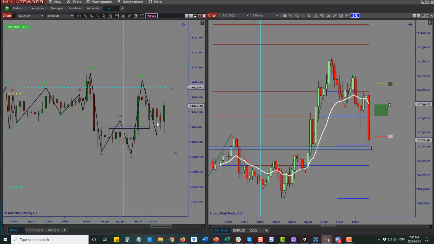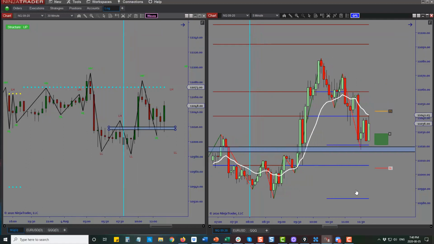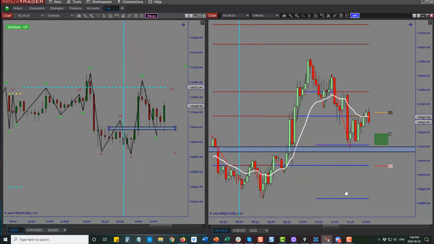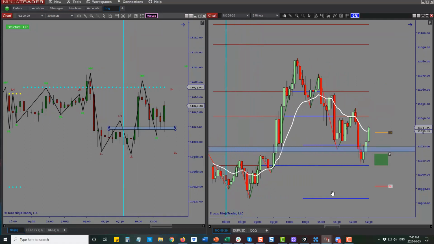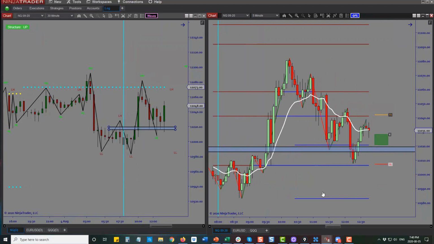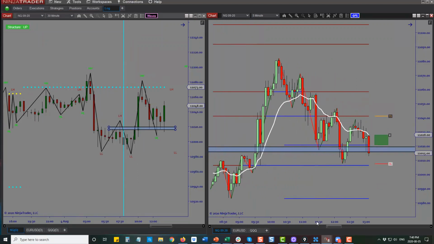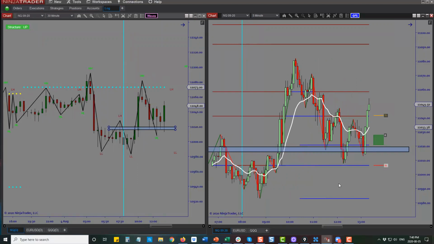Okay, when it stops in here like that, and we get above this trend here, wait for it, wait for it. We're still on a downtrend. We're not trying to catch the knife here. Okay.